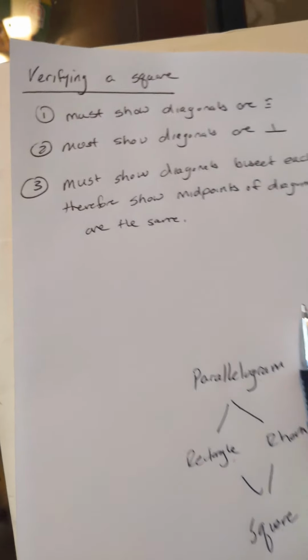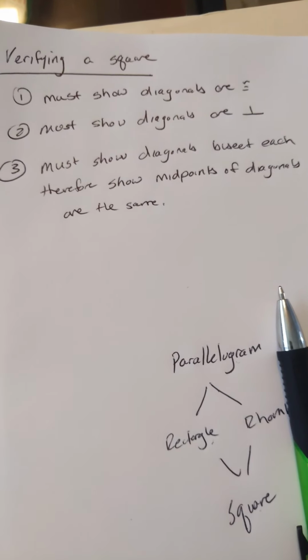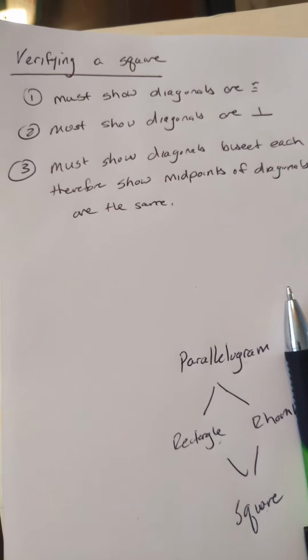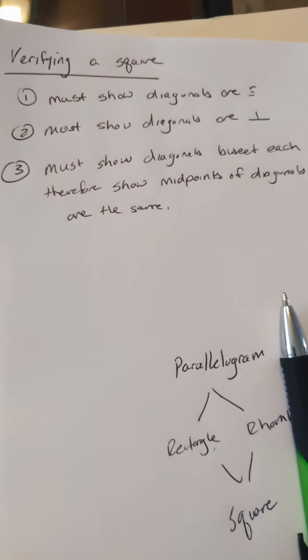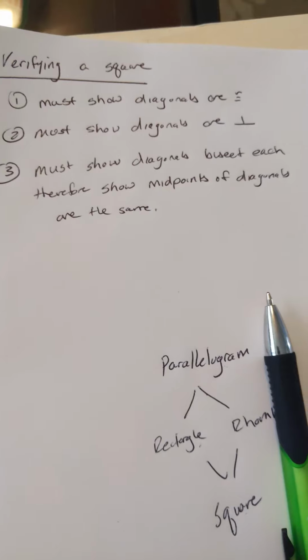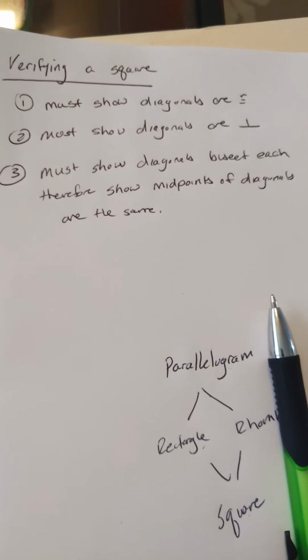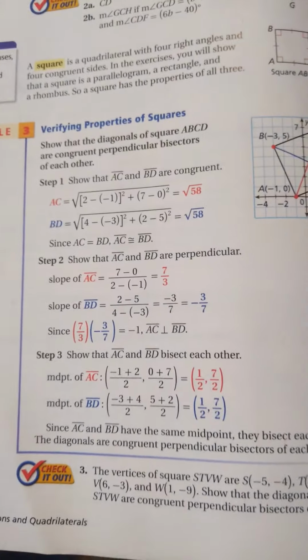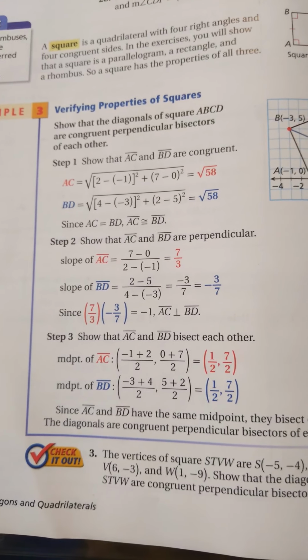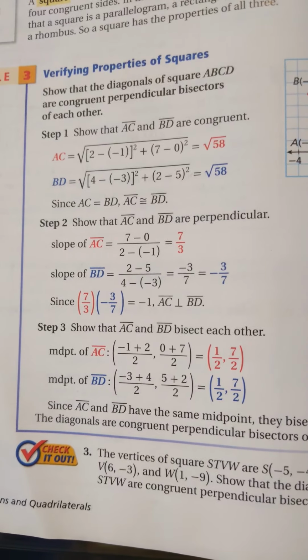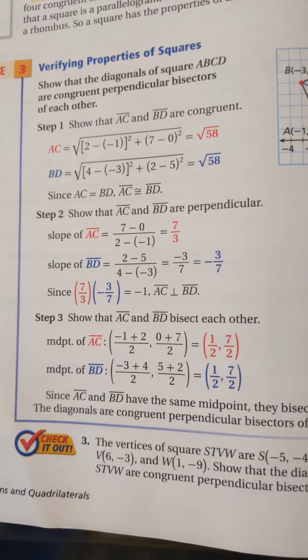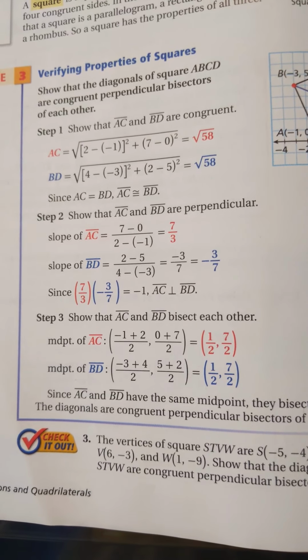First things first, there are 3 steps to verifying a square. You must show your diagonals are congruent. You must show your diagonals are perpendicular. And you must show your diagonals bisect each other, therefore showing the midpoints of the diagonals are the same. So on page 422 in your text, it gives you a walkthrough of how to do all of that. Step 1, show they're congruent, perpendicular, and then they bisect each other by finding the midpoints. Very important. And then there is a proof on page 423.